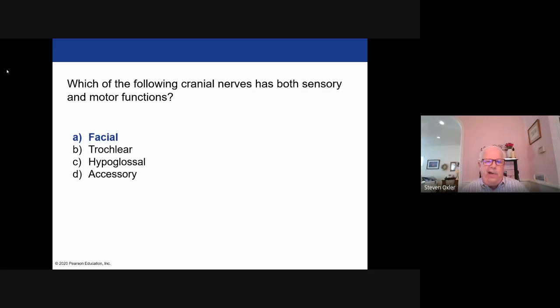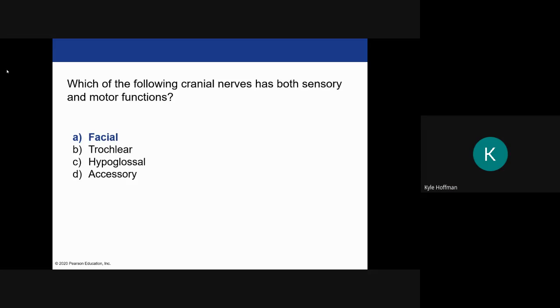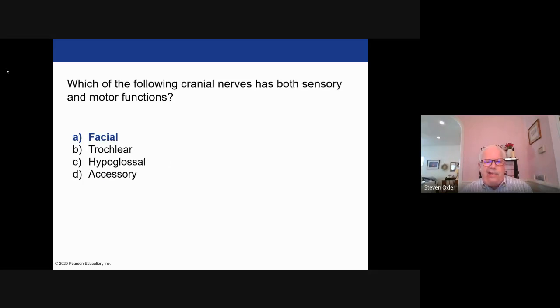What part of your body does the accessory nerve move? Is it like the throat? It's actually the neck and the head. It innervates the sternocleidomastoid muscle and makes you move your neck and head. We'll talk more about muscles in the next go round.